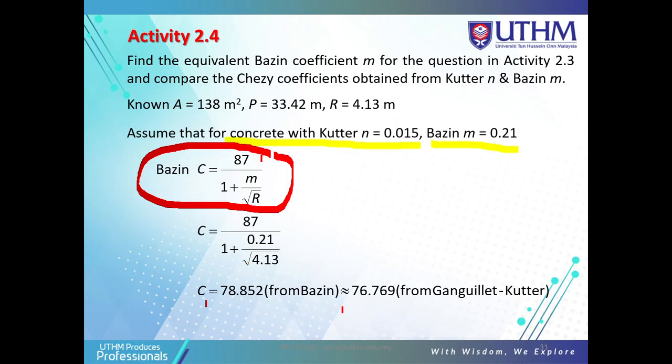So there is a difference between the values of C. No need to worry, because in your final or test, they will ask you which formula to use to get the C. If not mentioned, use Kutter or Bazin. If the value of C is not given, you must find it from the Bazin formula and also the Ganguillet-Kutter formula.